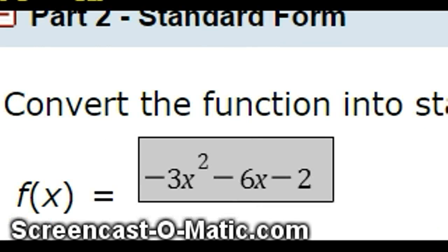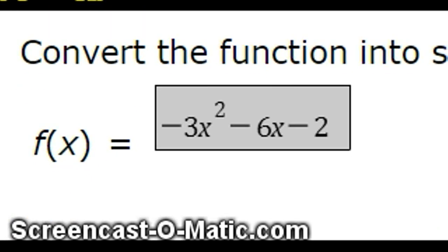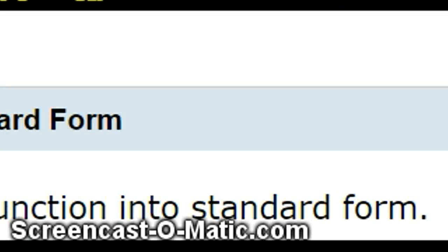Okay, and again, this is part 2 of number 4 on section 2.3. And it asks you to convert it into standard form. Looks like you have general form again here, so it may be correct as general form, but be sure to convert that to standard.